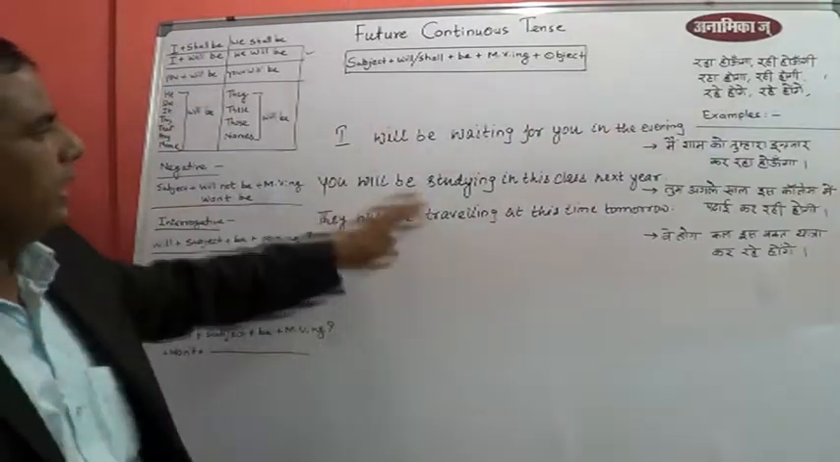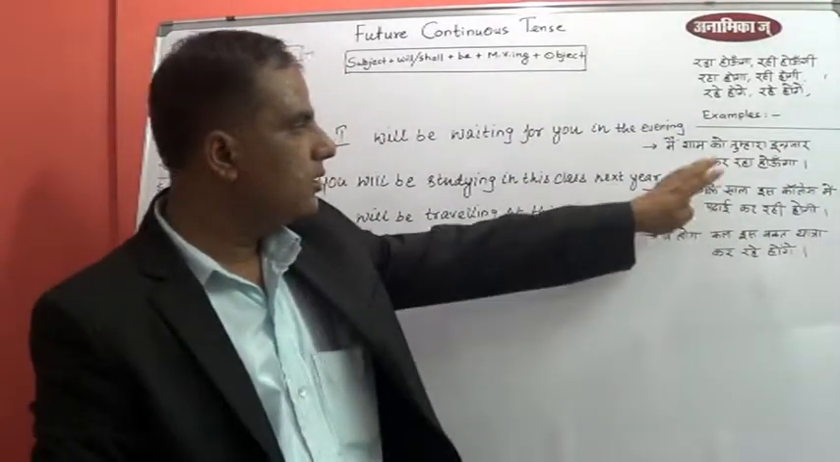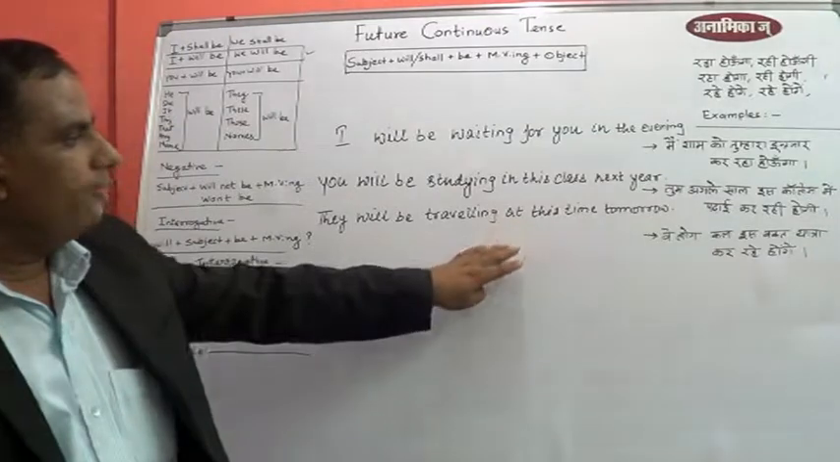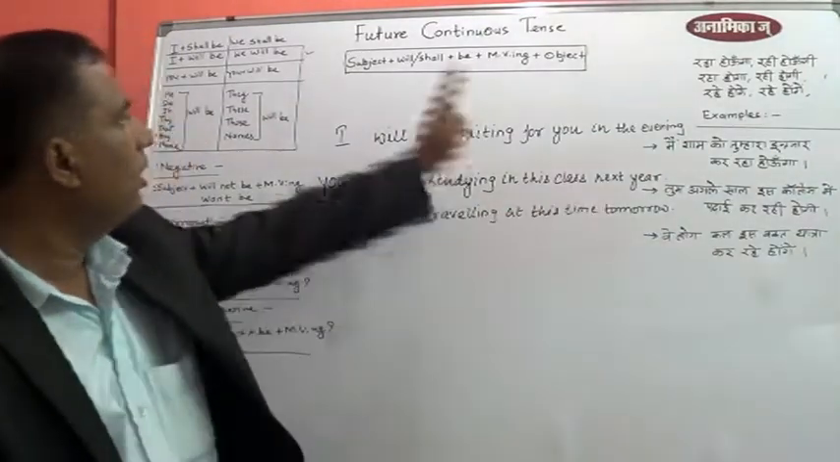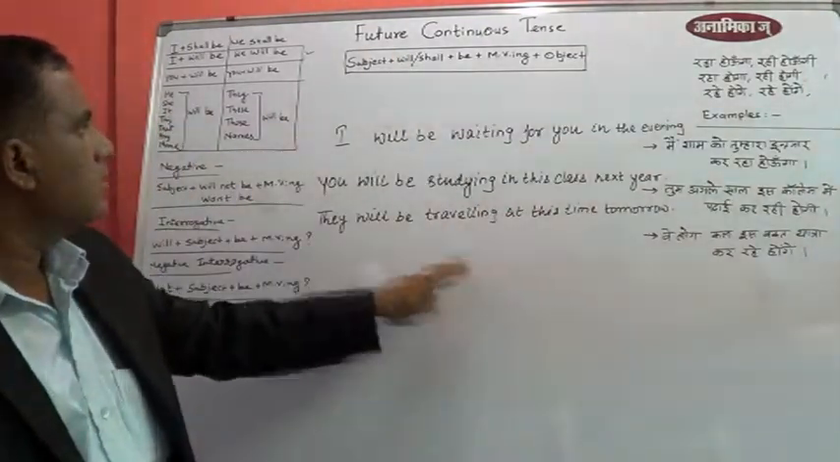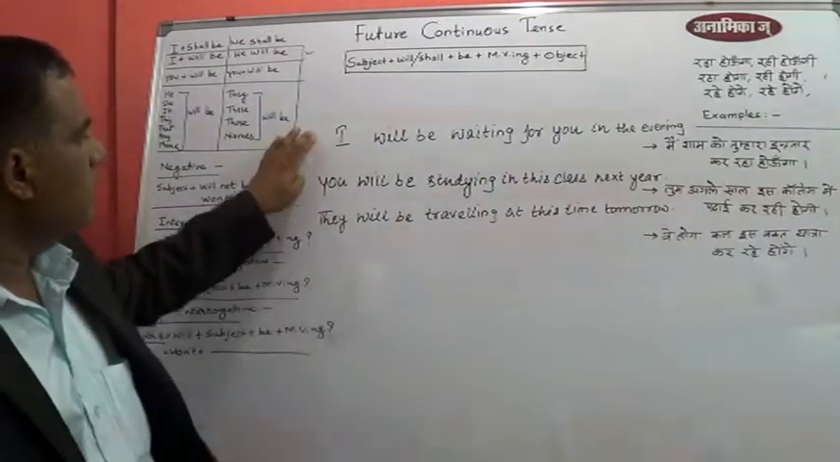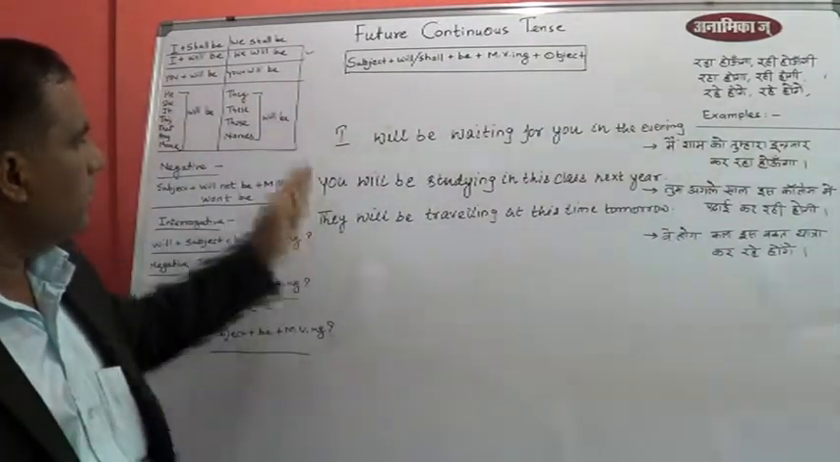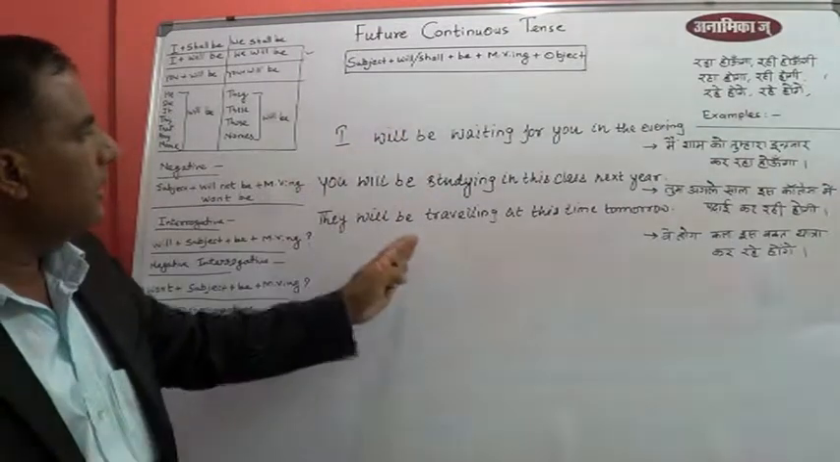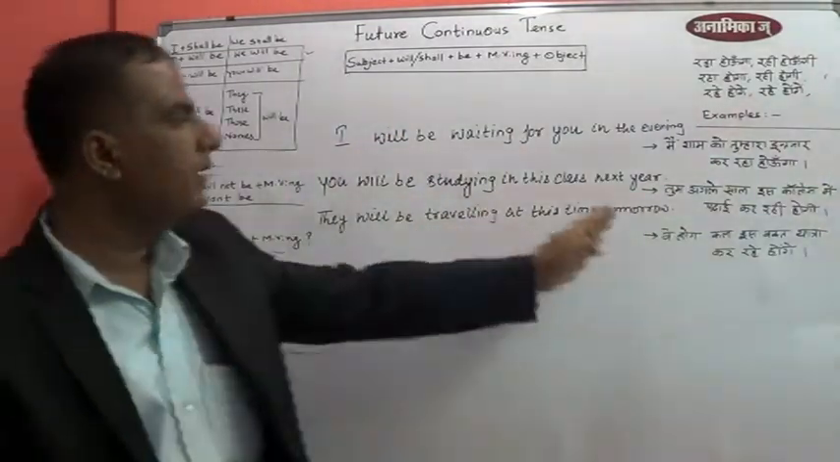So here we have got three sentences of those examples which belong to future continuous tense. All these three sentences have started with the subject and then will be and verb with ing and then we have an object.